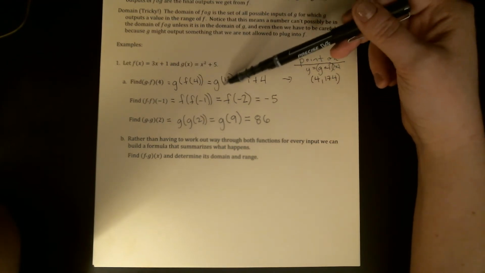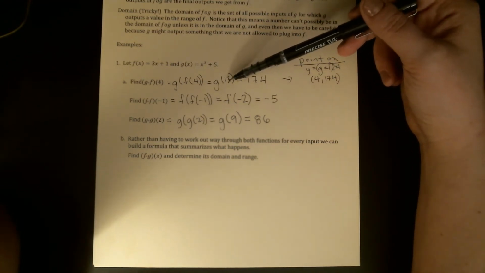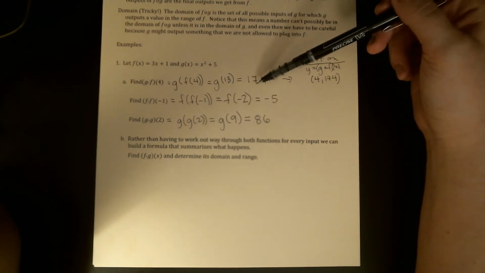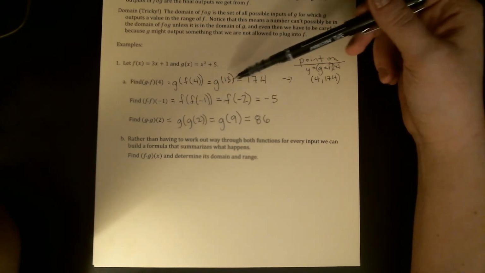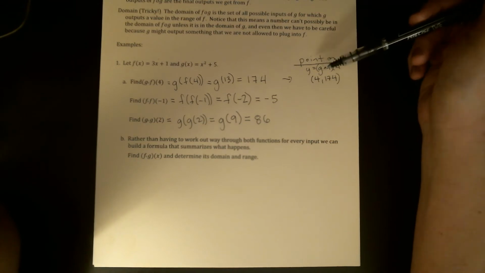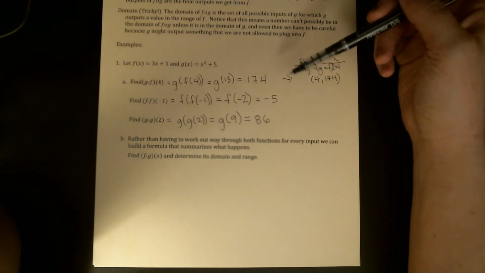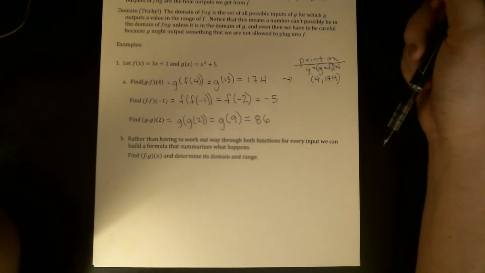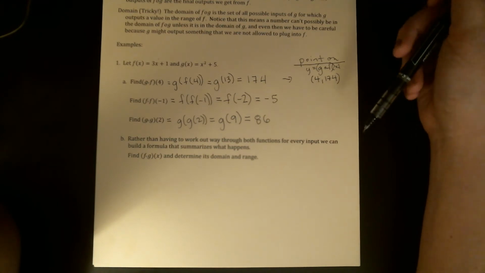Whatever I get back, the 13, better be in the range of g or I'm going to be in trouble there. The final thing I get out of function g, so my final output is always from the outer function, is this 174. So the 174 is something in the range of the composition.